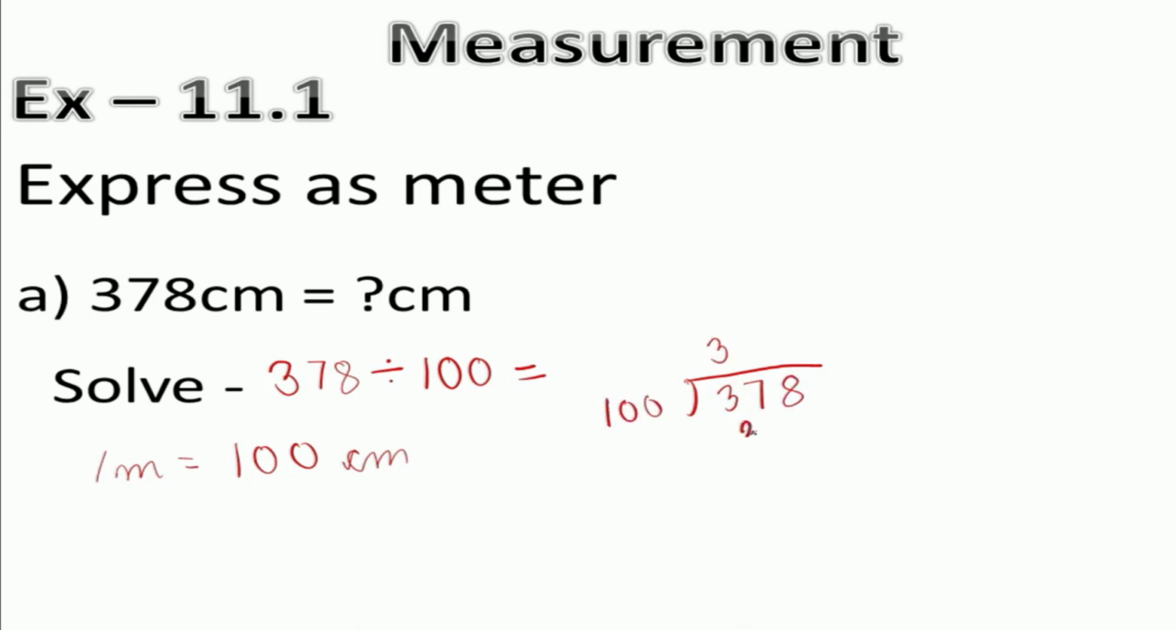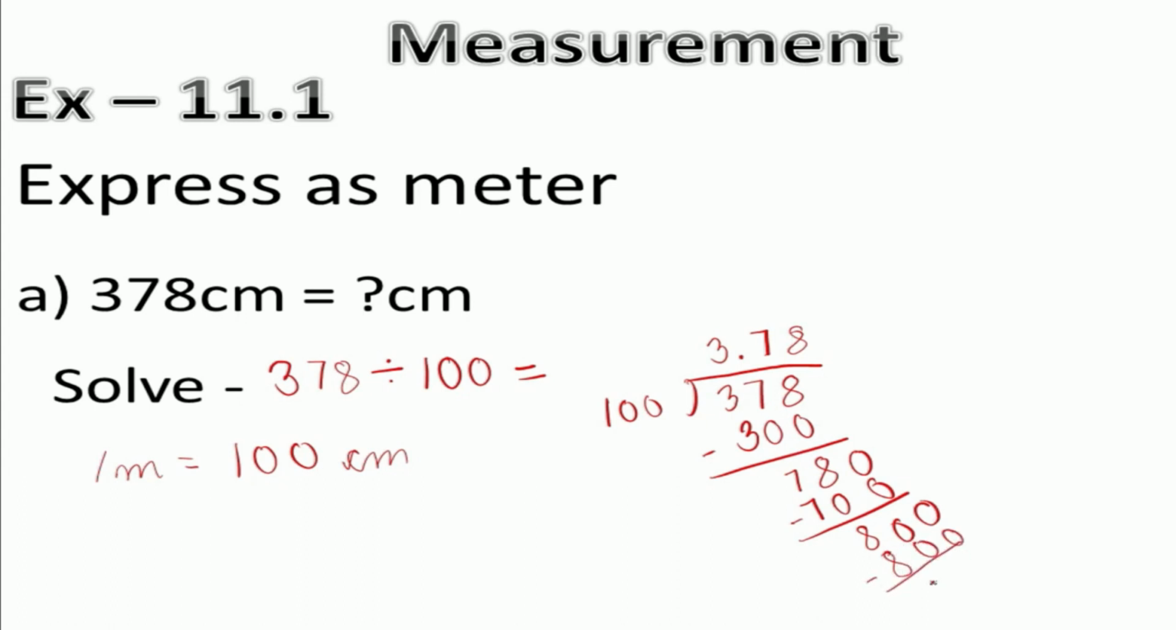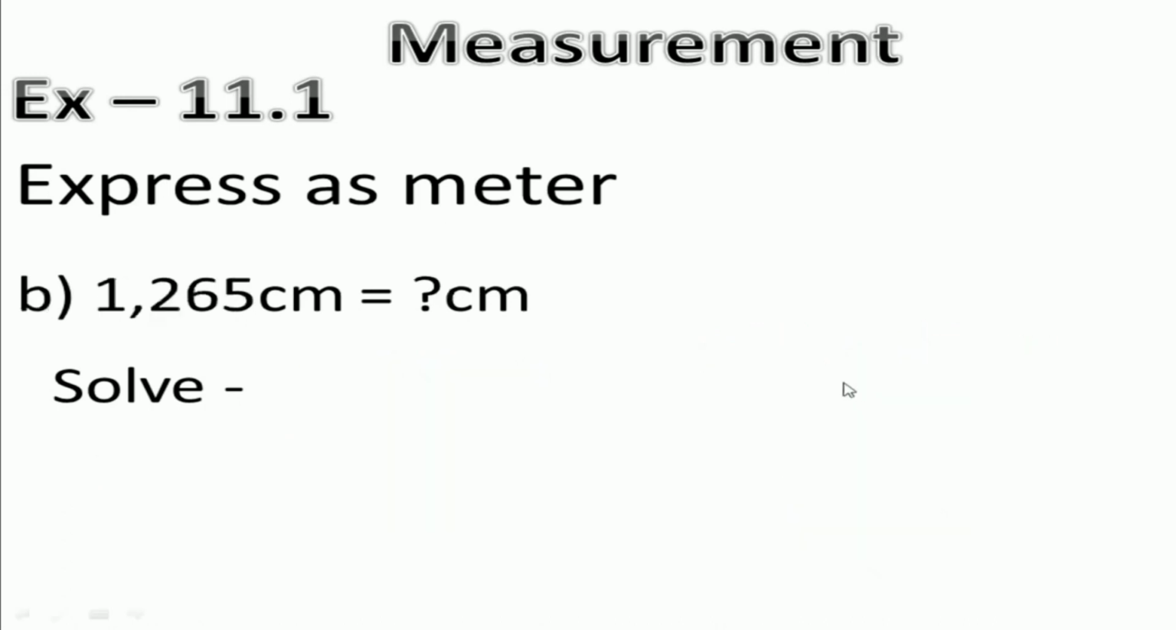100 into 3 equals 300. Subtract. We get 78. We add a decimal and then add a 0. 100 into 7 equals 700. We subtract. We get 80. We put another 0, and 100 into 8 equals 800. We subtract and we get 0. So our answer is 3.78 meters.